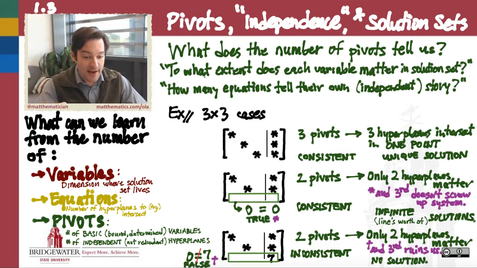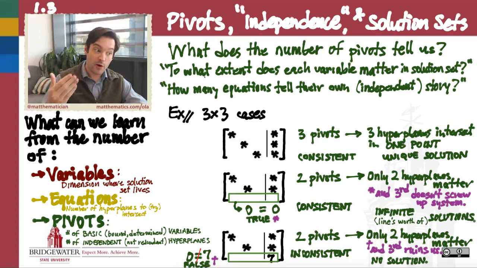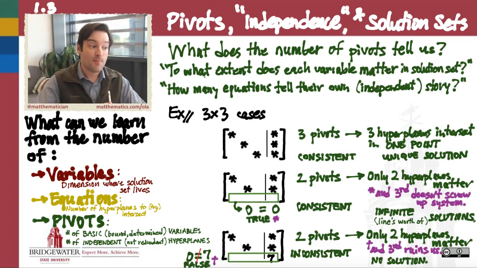And so this is kind of leading us to the following conclusion to wrap it up, that pivots are an essential measurement of the independence in my system. To what extent does each of the variables in my system have its value determined by the system and not by a free unique choice of the universe? And how many of the equations in my system are each telling their own unique independent story to help us find the solution set? If we're able to maximize the number of pivots, then we're maximizing the unique independent contributions of each variable and each equation.